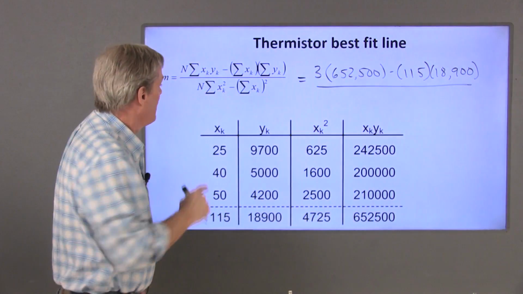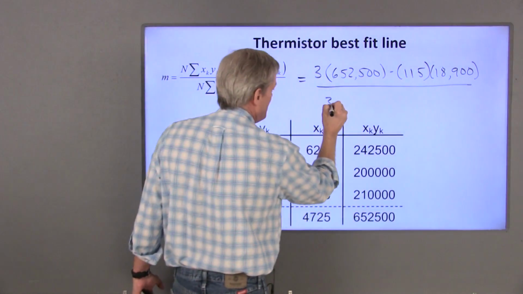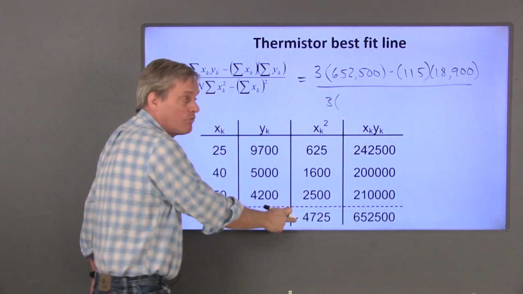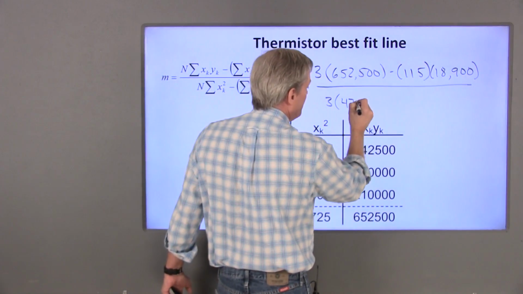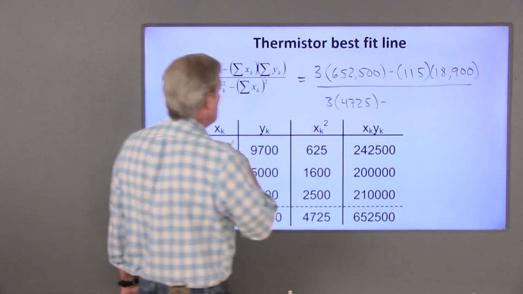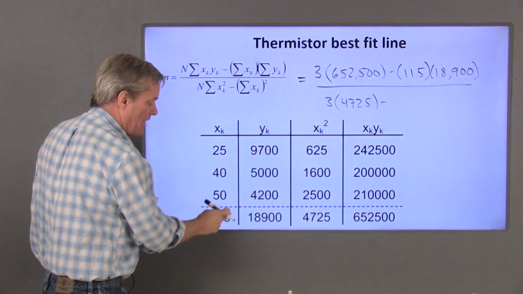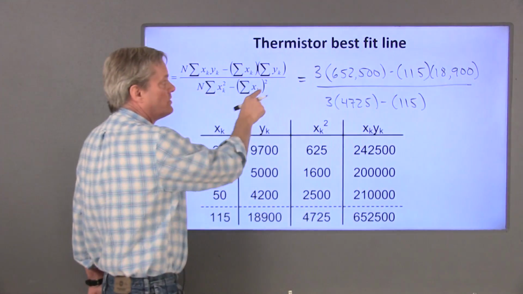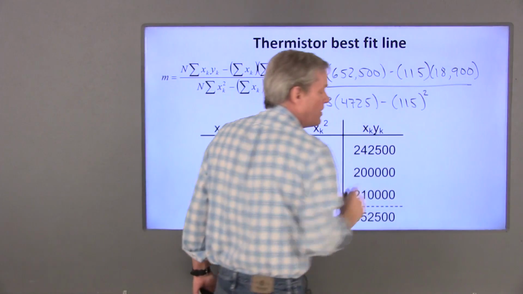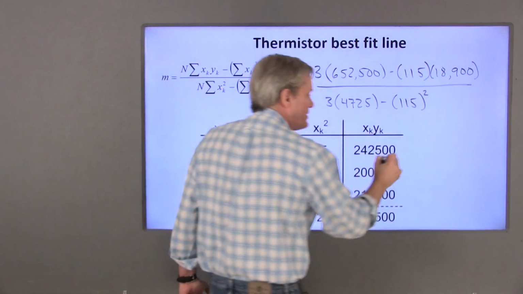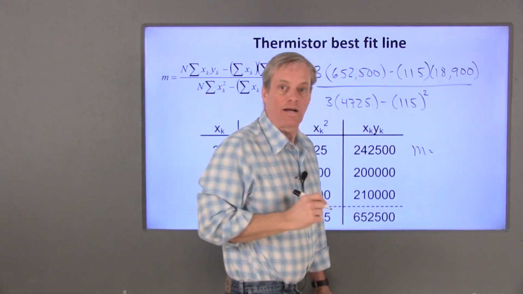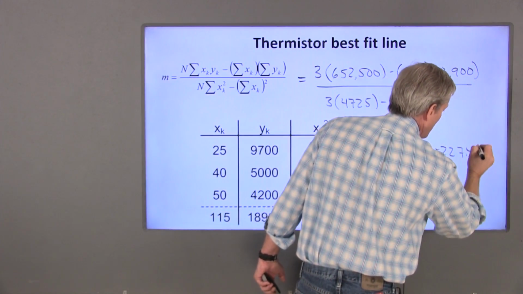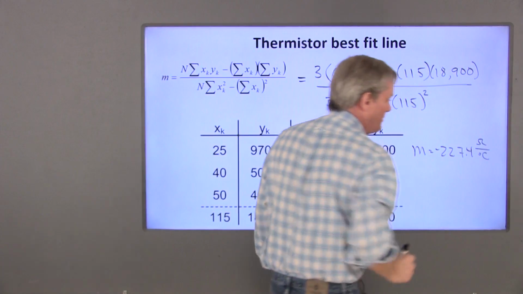In the denominator, I have n, still 3, times the sum of the squares of the x values, 4,725, minus the sum of all the x values, 115, squared. When I do these calculations, I get m is approximately negative 227.4 ohms per degree centigrade.